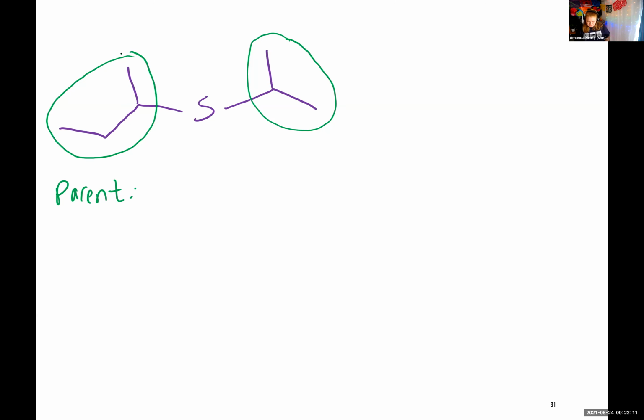So what is the name of this one? Sec-butyl. It is sec-butyl. Good. And the name of the other one? Isopropyl. It is an isopropyl. Perfect.